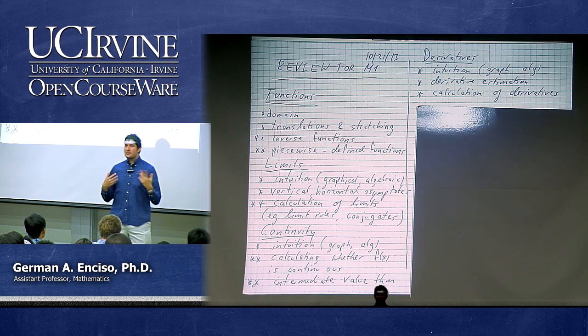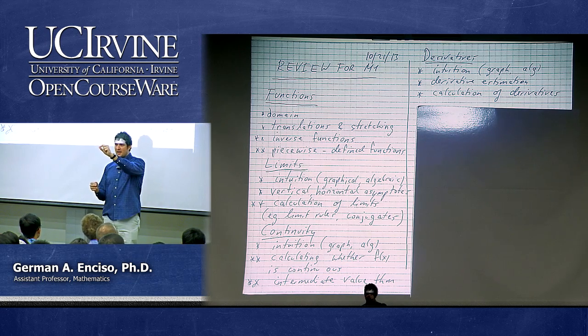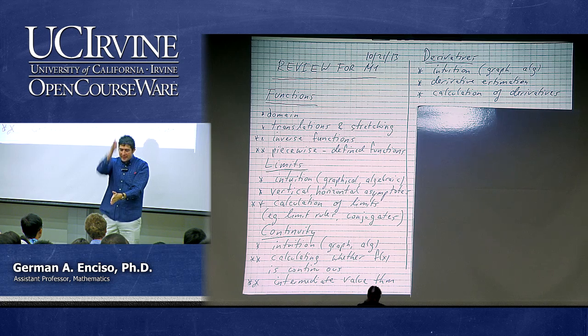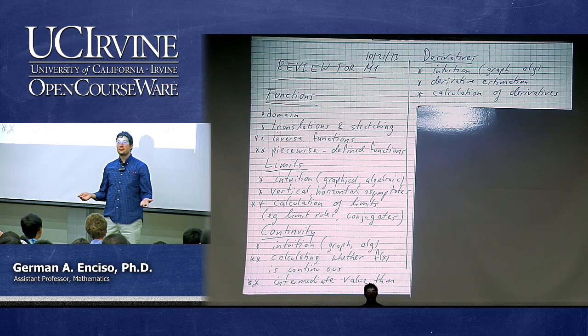Graphically, you can easily see the domain because every point that is on the graph has a corresponding x value. Those are the points in the domain. If an x value does not have any point on the graph, that means that x is not in the domain. For example, 1 over x, right?